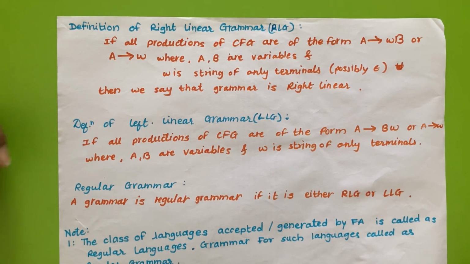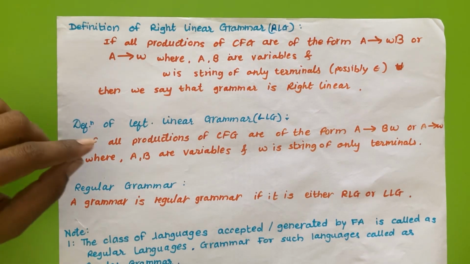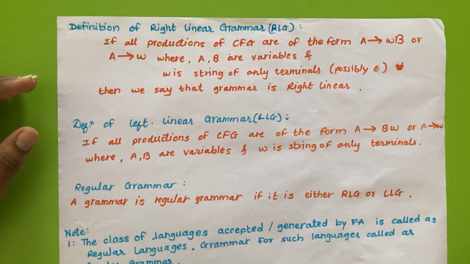So we will start with the next topic, that is nothing but regular grammar. As we have already seen in designing of finite automata, they accept the languages. So these languages are called regular languages. Before learning what is meant by regular language or regular grammar, first we need to learn what is meant by right linear grammar and what is meant by left linear grammar.